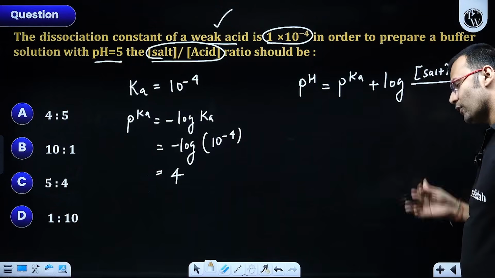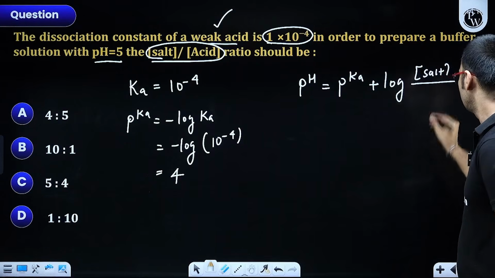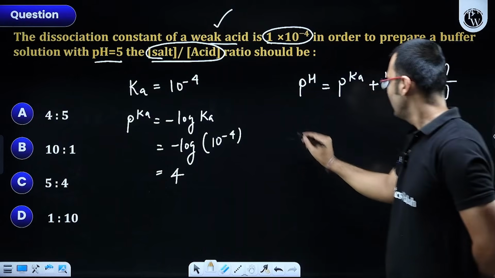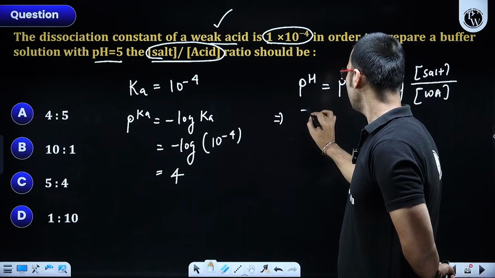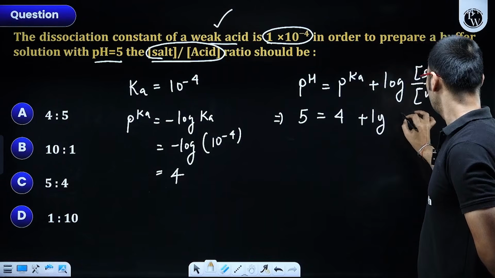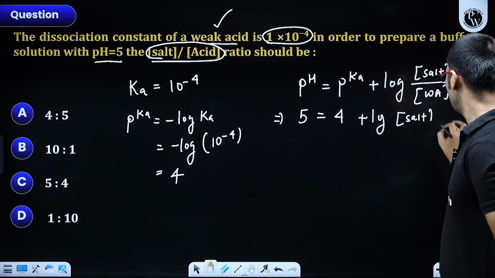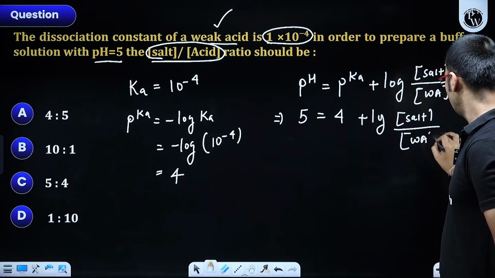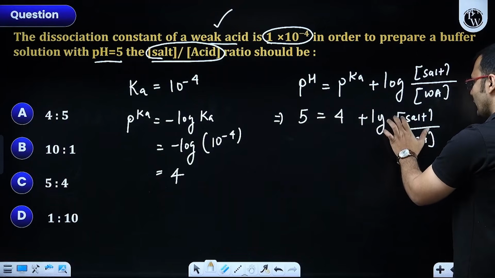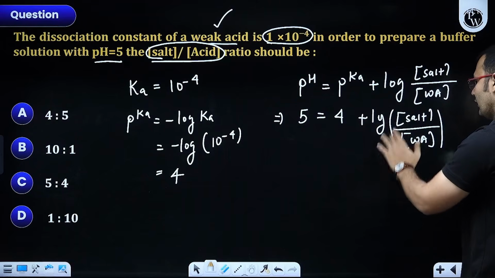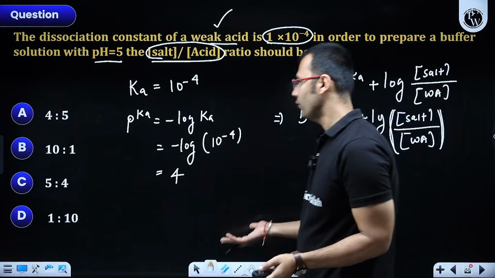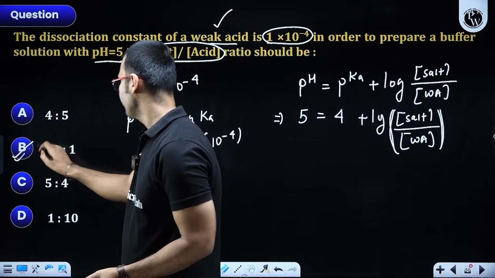Instead of salt, it's always better to write conjugate base upon concentration of acid, right? So this term we have to find. Now, they have given the pH, no? pH is 5, pKa is given as 4, plus log of concentration of salt or conjugate base divided by concentration of acid. Now here, 5 minus 4 is 1, so log of this term is 1. So anything inside the log, if the log is 1, how much will that term be? 10. So concentration of salt upon acid is 10, or 10 upon 1. So clearly your answer will be B here, right?